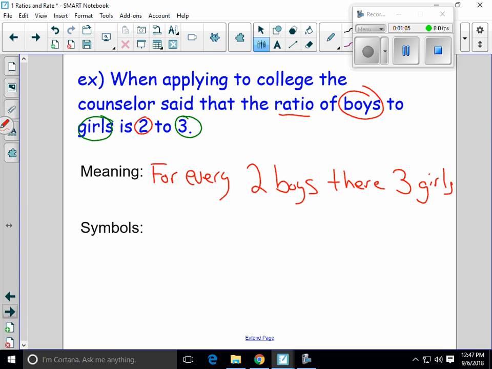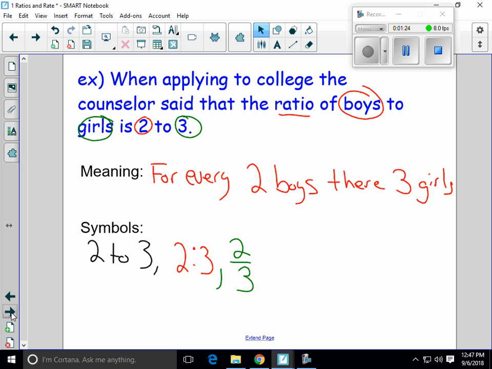And there are different ways we'll write this in symbols. First is the words, like it's written, 2 to 3. You may also see a colon, 2:3. You'll see a fraction, 2 over 3. And later on, you may also see an ordered pair, which means a point on a graph, (2, 3).